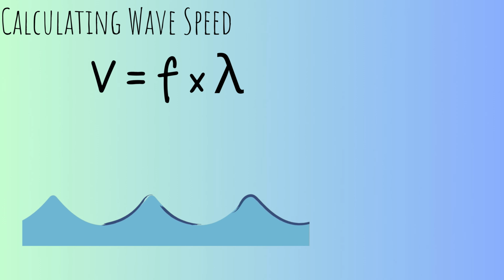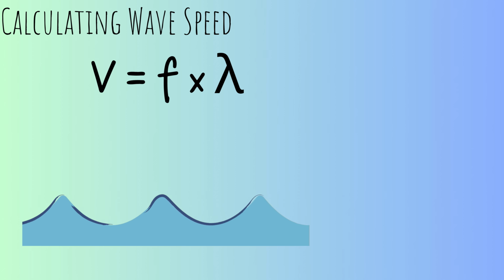Wave speed, like most physics calculations, is not actually that difficult. It's usually just a matter of multiplication or division. The trick is recalling the correct equation and rearranging it appropriately. To calculate wave speed, the equation is velocity equals frequency multiplied by wavelength.